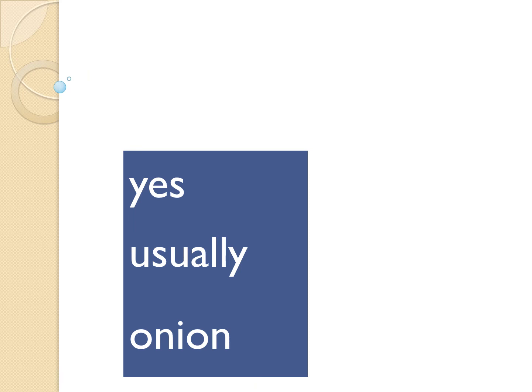The last unfamiliar sound is the y sound. Yes, usually, onion. The sound is y. The symbol is like this. It's the J, right? I hope it's clear.